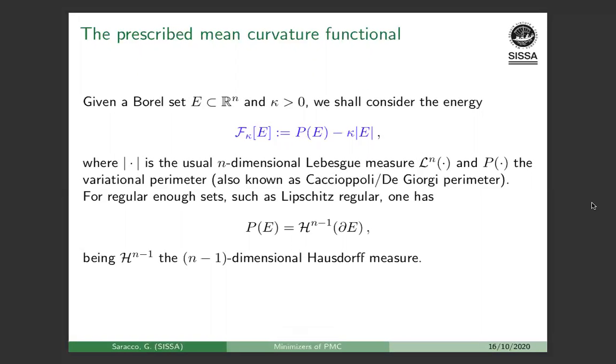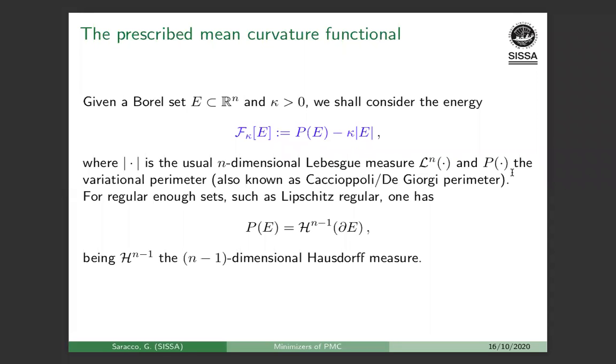Now, if you don't know what this variational perimeter is, it is enough to know that if your set is regular enough, say Lipschitz, then the perimeter coincides with the (n-1)-dimensional Hausdorff measure of the topological boundary. And the other thing that is important to know is that this perimeter functional is lower semi-continuous, and this is basically all we need to know to properly follow this talk.